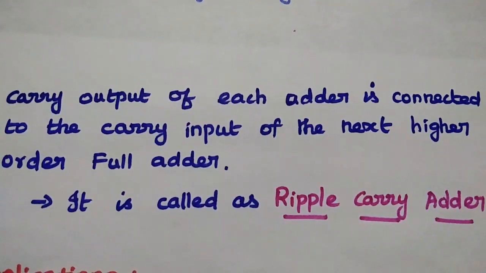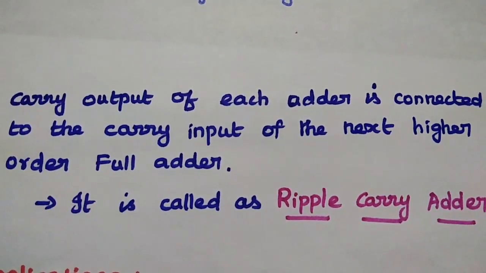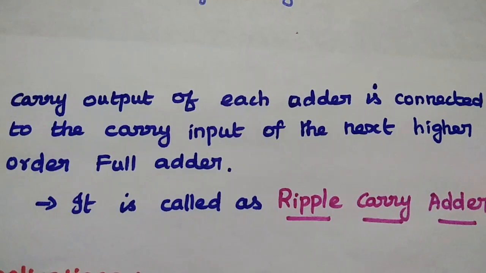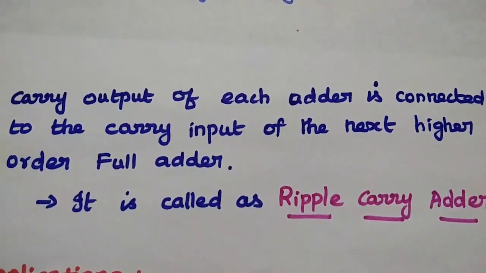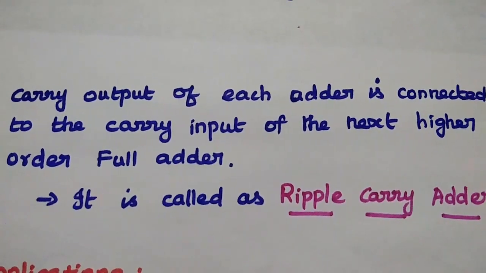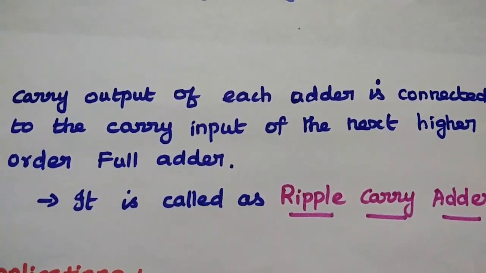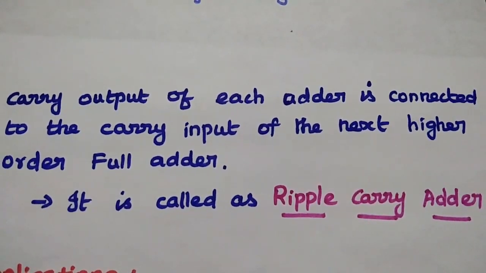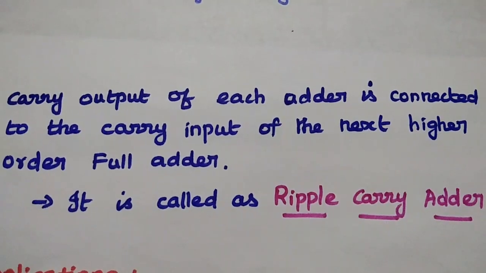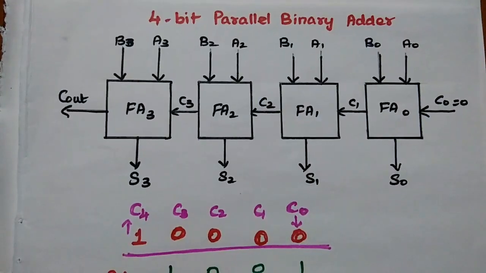In a parallel binary adder, the carry output of each adder is connected to the carry input of the next higher order full adder. As we know, the carry output of each stage is given as input to the next stage. Hence it is called a ripple carry adder. So the parallel binary adder is also called a ripple carry adder.